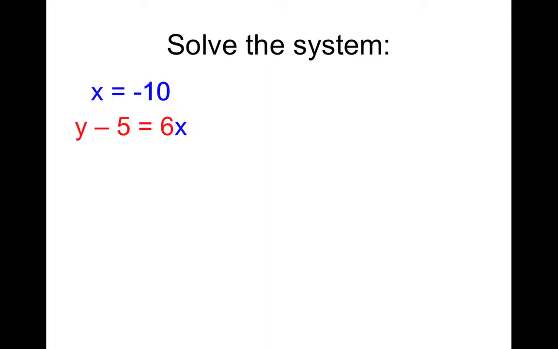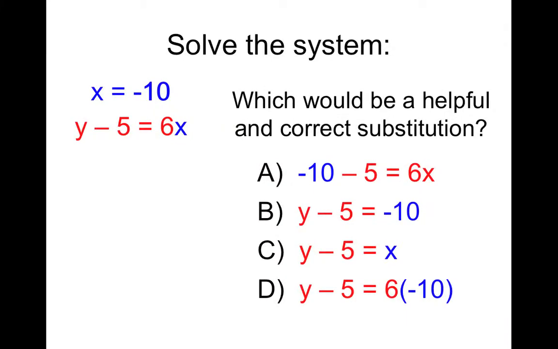Let's try another. In this system, x equals -10 and y minus 5 equals 6x. We want to replace the x in the second equation with what it's equal to. Look at the choices carefully and please choose the helpful and correct substitution we could make.